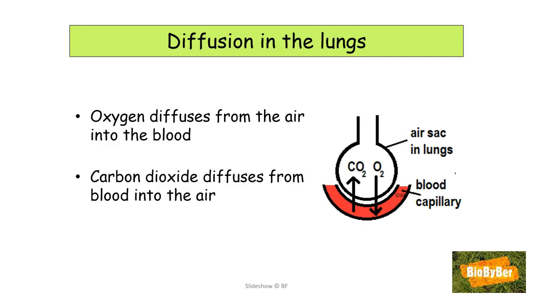Let's look at diffusion in the lungs. Here we are looking at an air sac in the lungs. If we haven't studied lungs already, we can just accept that this is part of the lungs where diffusion takes place. Now, the oxygen will diffuse from the air because you have just breathed it in and the air is full of oxygen, so you have a high concentration of oxygen.